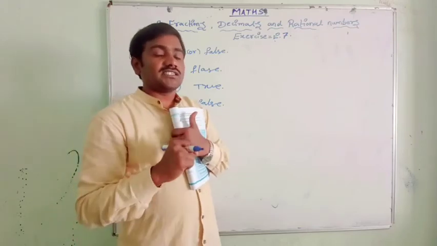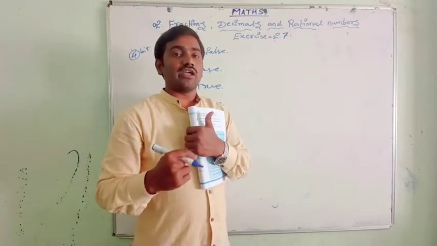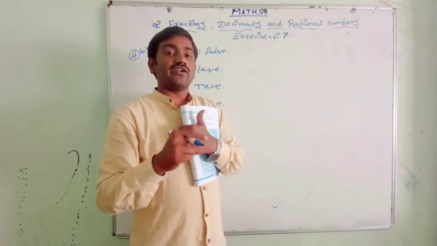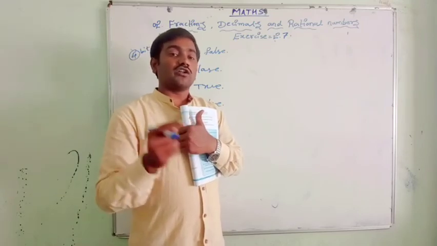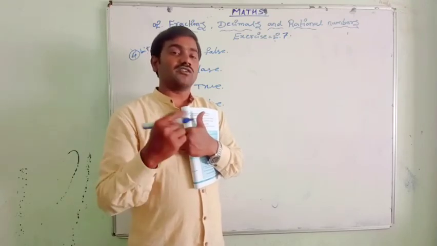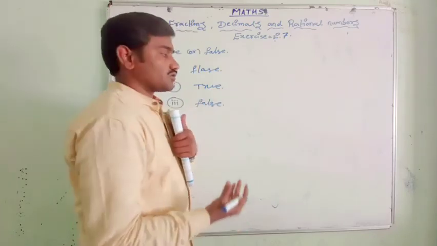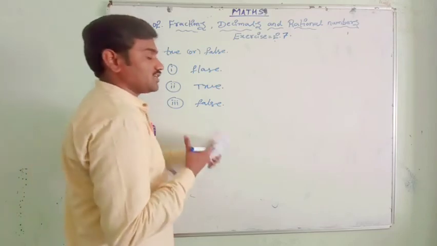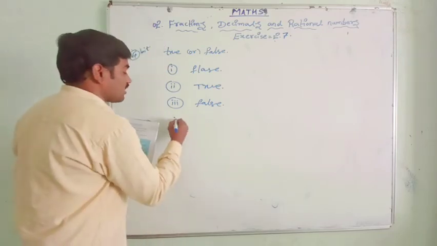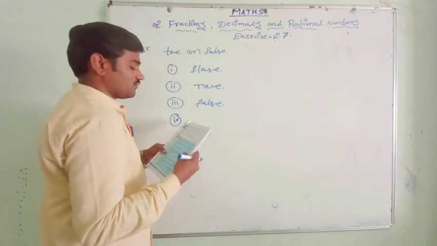To know more about these statements, I have already made a video about decimals. I will give that video in the description, or you can type it in my channel, and you will get complete information about decimals. So which decimal numbers are known as rational numbers, and which decimal numbers are not known as rational numbers, we will know.